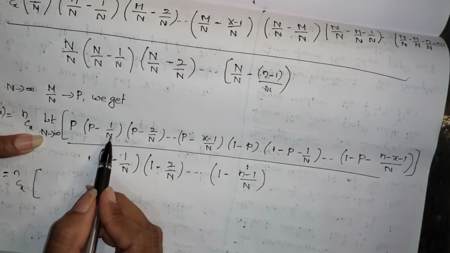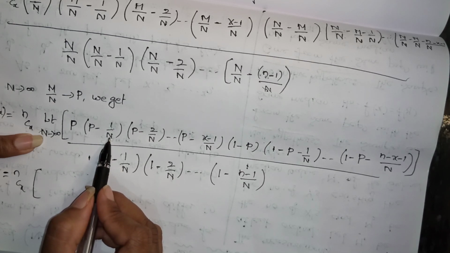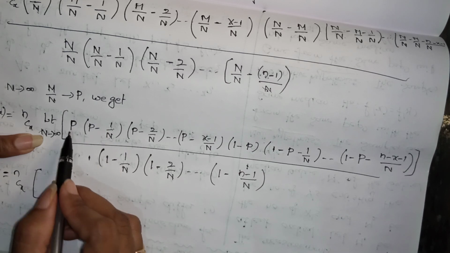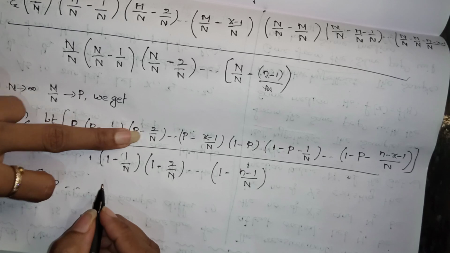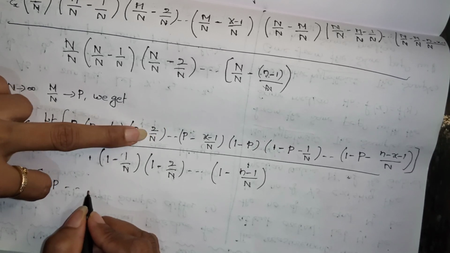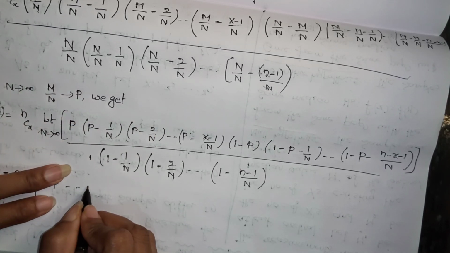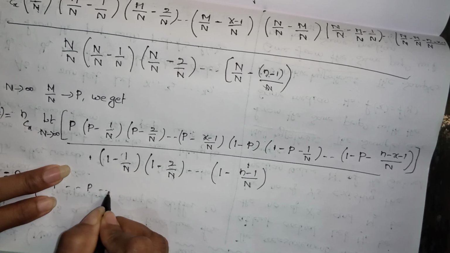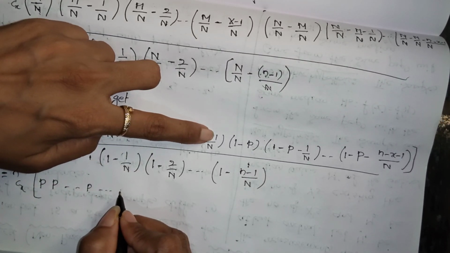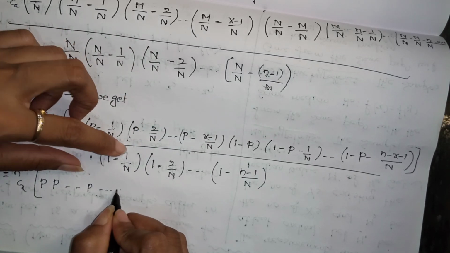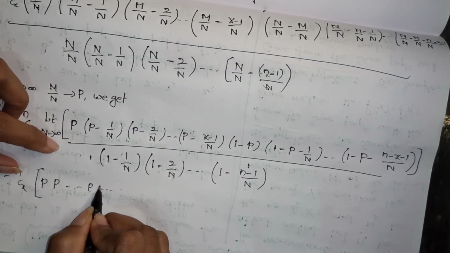So here 1 by n, as n turns to infinity, is nothing but 0. So that means p again into p and so on. Here also we will get only p. Why? Because this becomes 0 as n turns to infinity, no? So p and so on. Again here p, p minus 0, so all of this comes under p only.